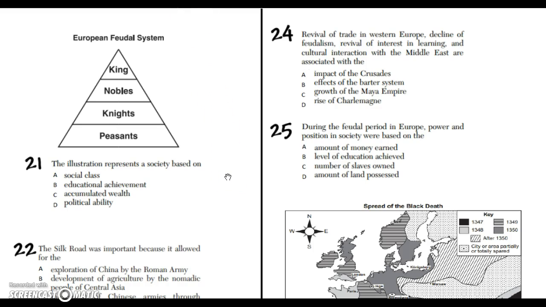Number 21. The illustration represents a society based on A. Social class, B. Educational achievement, C. Accumulated wealth, D. Political ability.